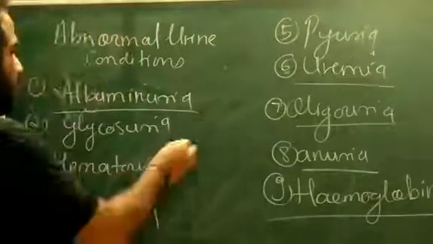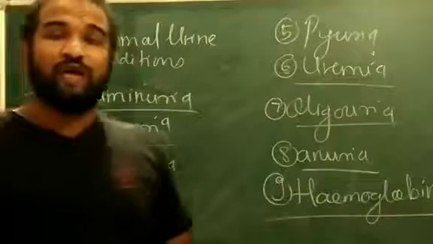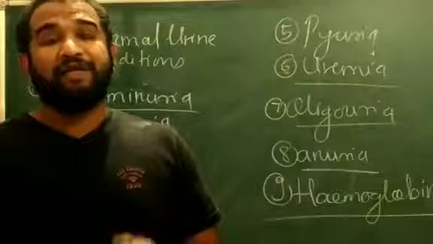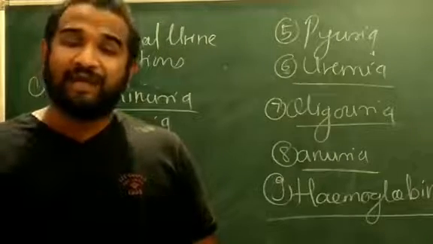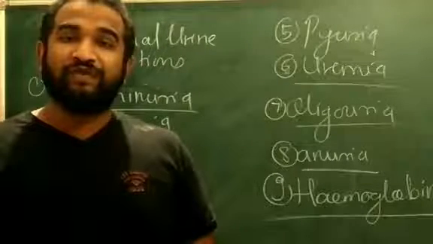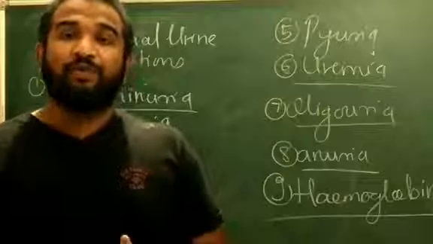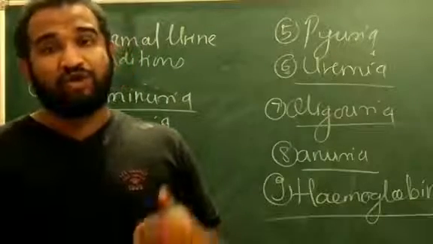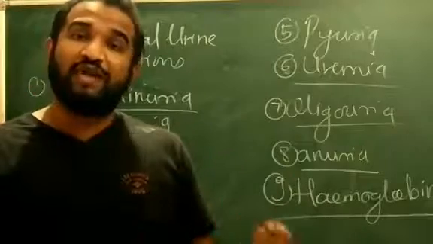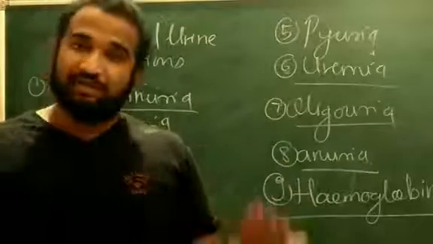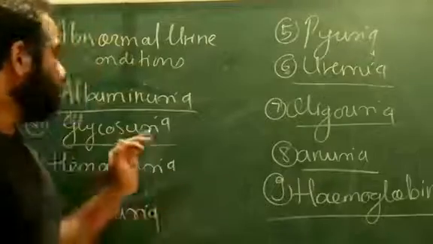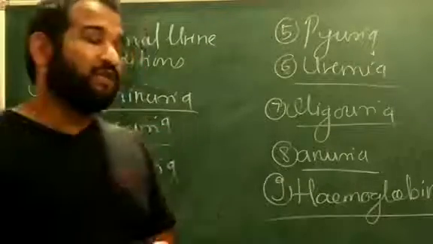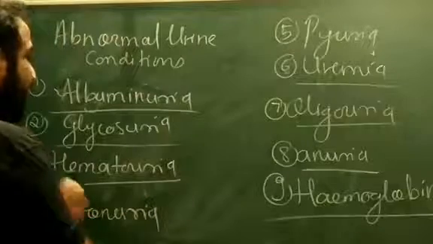The next one is glycosuria. When glucose is present in urine, this is called glycosuria, and this condition is seen in diabetes mellitus. There are two types of diabetes: one is diabetes mellitus and the other is diabetes insipidus. Diabetes insipidus is caused by the antidiuretic hormone, which we will study sometime later. But glycosuria is when glucose is present in the urine, which is the case in diabetes mellitus. Next one is hematuria.